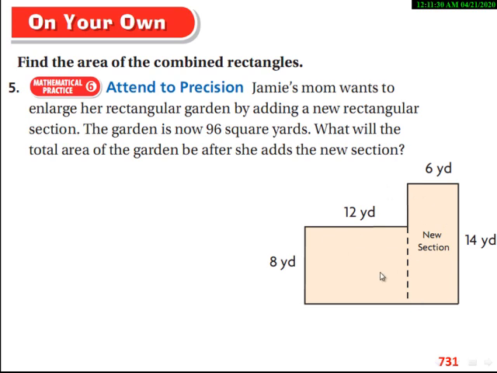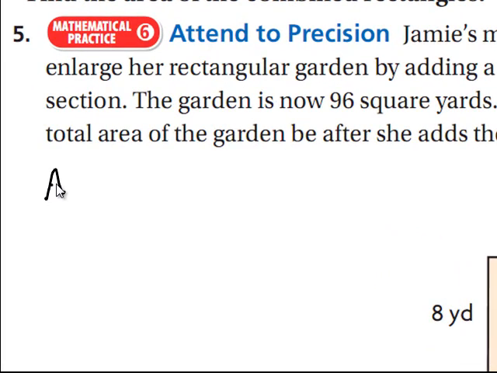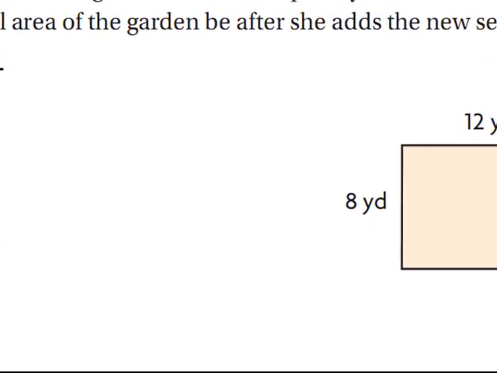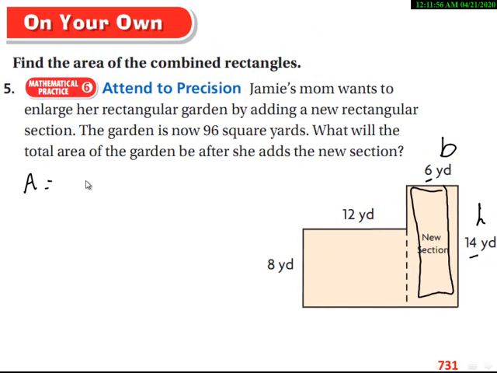Great. What should I do, teacher? I should find the first area for the first rectangle. Let's solve it. The first area equals what? Here I can see its base equals 6 yards and its height equals 14. So 6 by 14 equals what?